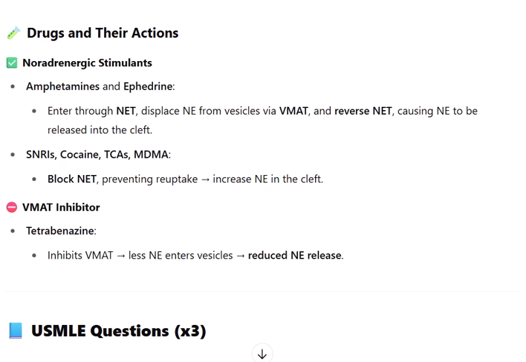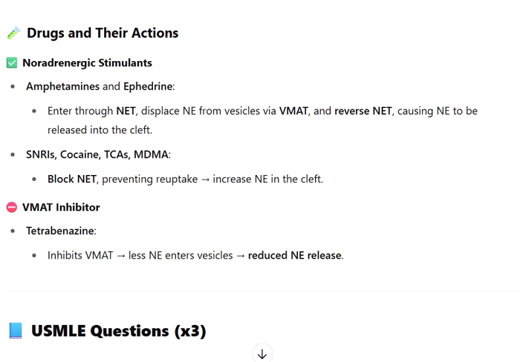Drugs and their actions. Noradrenergic stimulants, amphetamines, and ephedrine, enter through NET, displace NE from vesicles via VMAT, and reverse NET, causing NE to be released into the cleft. SNRIs, cocaine, TCAs, MDMA, block NET, preventing reuptake, increase NE in the cleft. VMAT inhibitor. Tetrabenazine inhibits VMAT, less NE enters vesicles, reduced NE release.